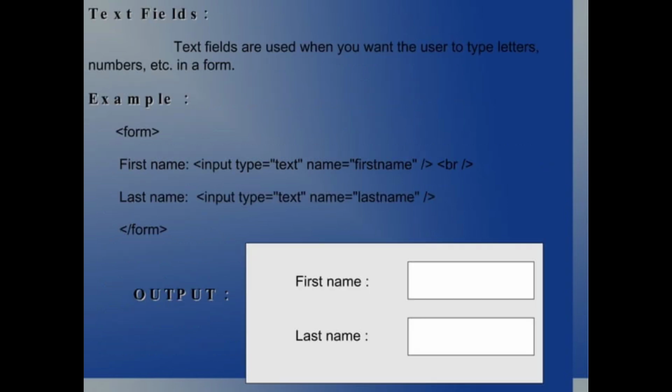Next, text field means text fields are used when you want the user to type letters or numbers in the form. It is an example of the form: first name, last name, where we give the input type as text. We want to enter your first name and last name. This is what we should write in the form. This is the output of the form.